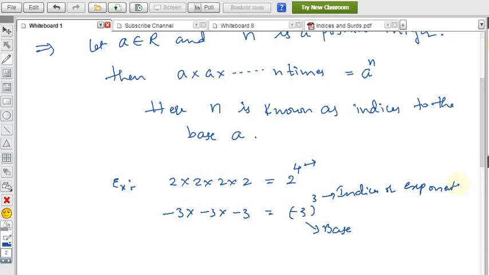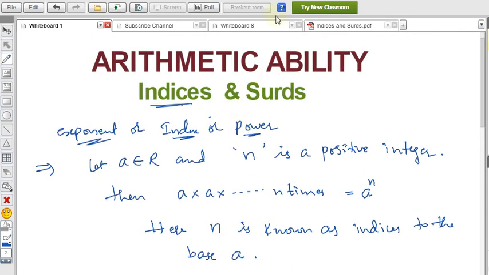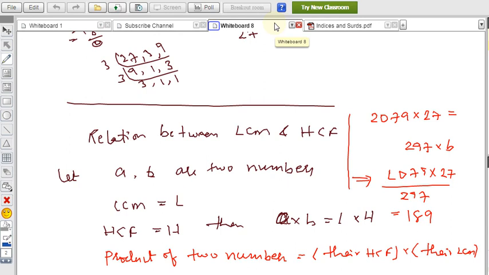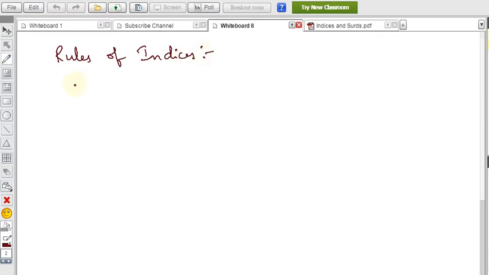Now rules of indices, let us see this. I'll explain the important rules which are related to indices. Let us discuss the rules about indices first. If you know these rules, it's very easy to solve the problems. So instead of remembering huge formulas, I'll explain the simple rules to you.